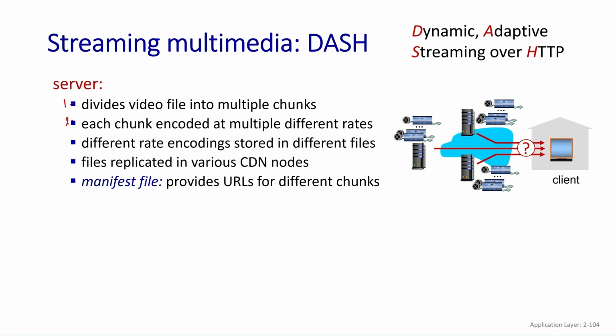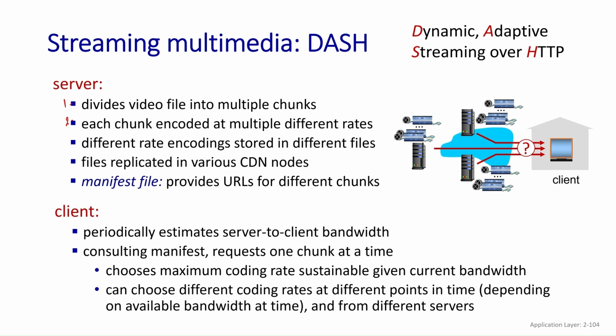And then we create a manifest file, a file which provides the URLs of all the different chunks, encoded at different rates and stored at different places, for a particular video. I repeat: the manifest file contains the URLs for the different chunks. Obviously, different chunks are of different quality, encoded at different rates, stored at different places, and replicated in various content distribution network nodes.